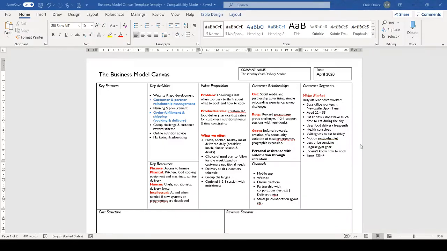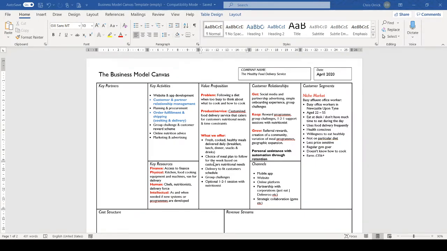There are four main types of resources. I'm not going to speak much about them during this video. There's a longer video which will be put on YouTube. But first of all, physical. So here we go. In our example, physical is kitchen, food, cooking equipment, etc., etc.